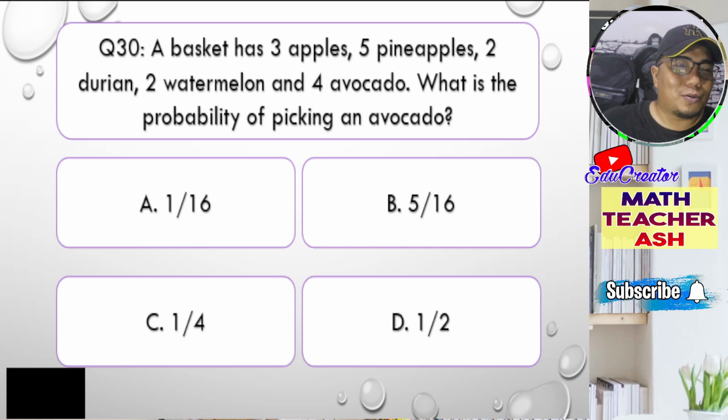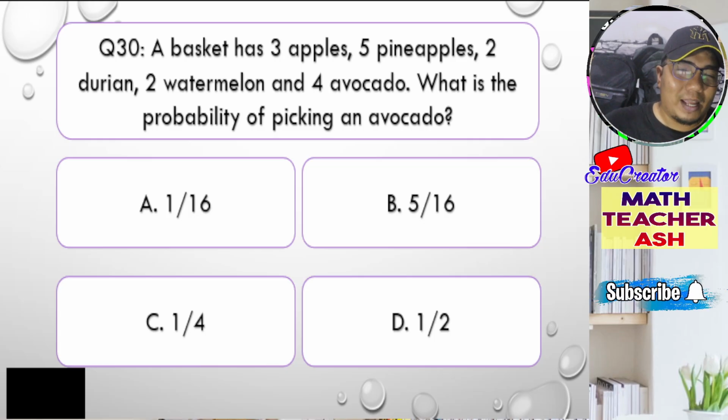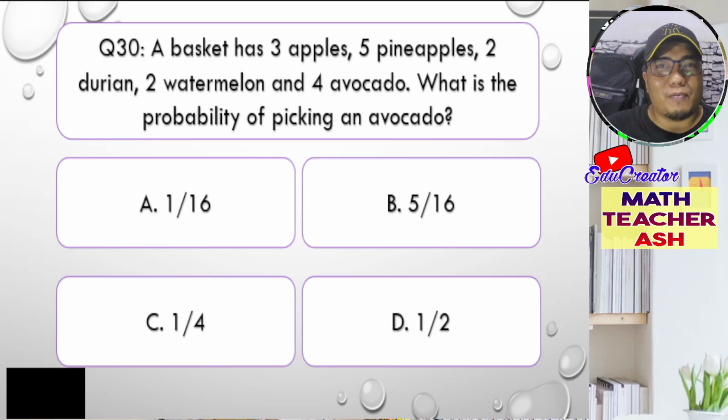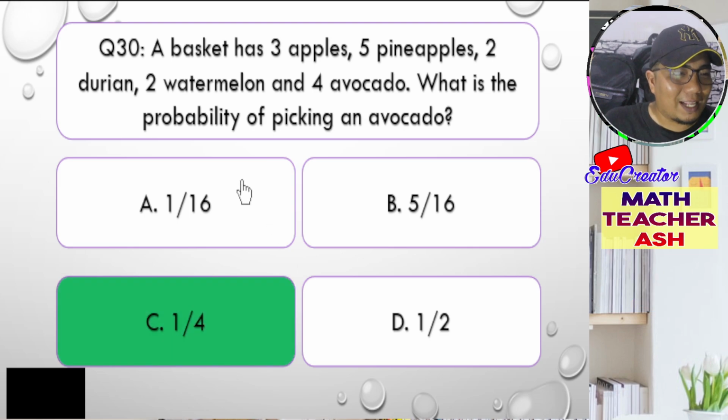Okay, math learners, as you can see here, the question is now focused on avocado. We still have 16 fruits total in the basket. How many of those fruits are avocado? We have 4, so that is 4 out of 16. However, 4 over 16 is reducible into its lowest terms. You can divide the numerator and denominator by their greatest common factor, which is 4. So 4 out of 16 is basically 1/4. So the correct answer is letter C.